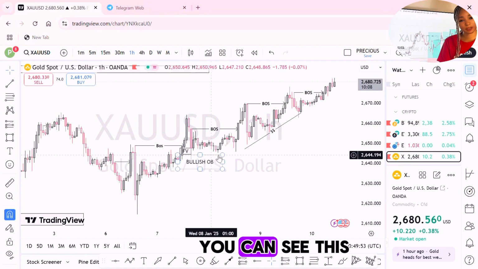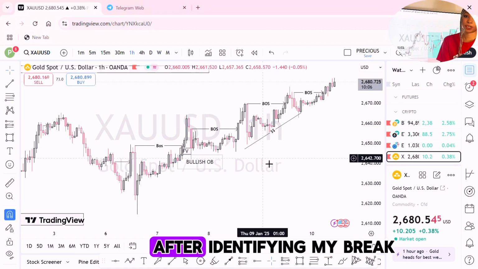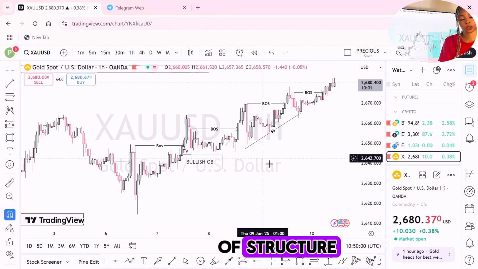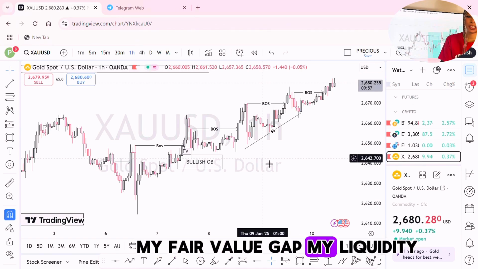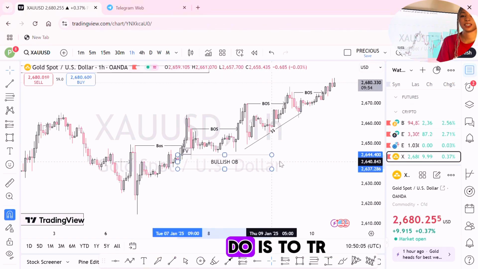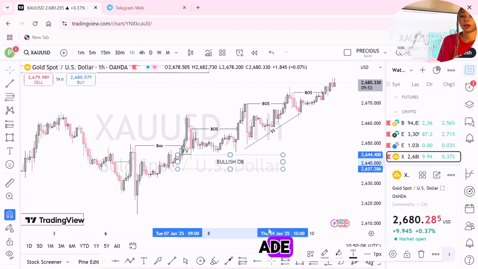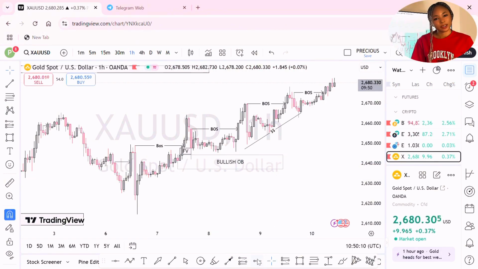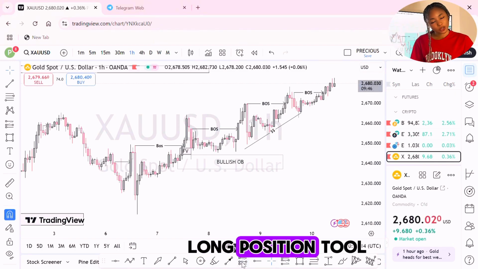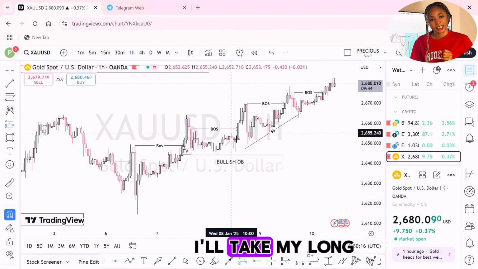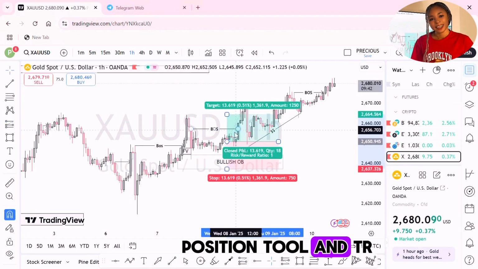You can see this is how I take my trade. So after identifying my break of structure, my bullish order block, my fair value gap, my liquidity, the next thing I do is to take a trade. Now this is my long positioning tool. I'll take my long positioning tool and then take a trade.